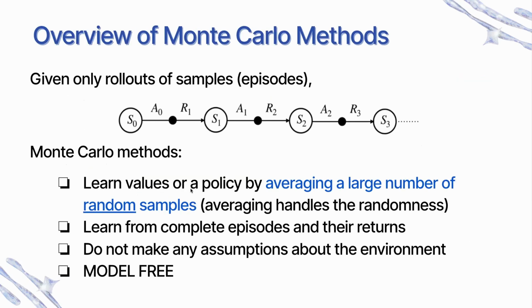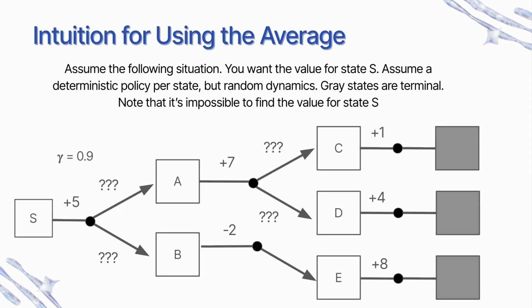So you start from a state, you go to the end, you count the total return, and then you repeat that many times and you take the average. Okay. Important things about Monte Carlo: you learn from complete episodes, the entire episode. And more importantly, it makes no assumptions about the environment. It's model free. That might not be 100% clear right now, but hopefully this example will help.